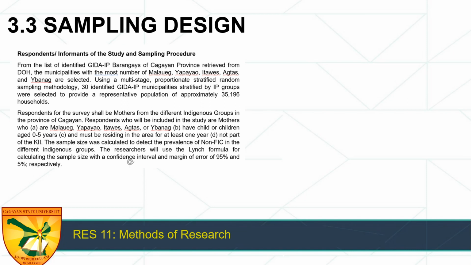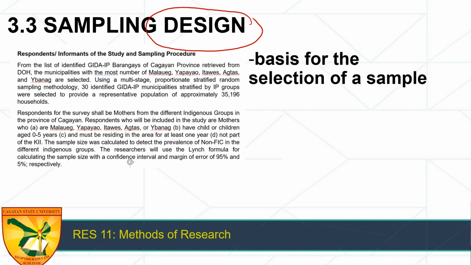So sampling design still has that term design. It's still a design, so it is a framework or roadmap that serves as the basis of the selection of a survey sample and affects many other important aspects of a survey as well. So it's a basis. If there is something wrong with the sampling, it will affect the generalization and the results and the analysis of the study. So you need to have this sampling design for accuracy of your data.